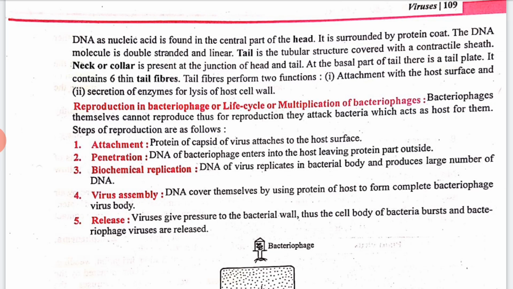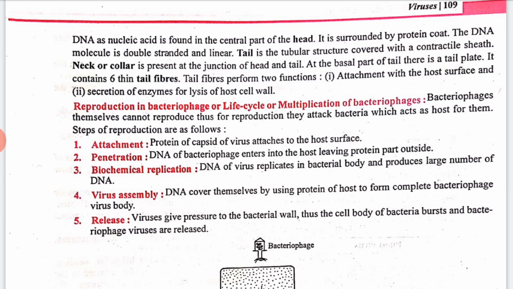Now, reproduction in bacteriophage, or we can say the life cycle of multiplication of bacteriophage. Bacteriophages themselves cannot reproduce. Thus, for reproduction, they attack bacteria, which act as host for them. The steps of the reproduction: first is attachment. They get attached with the protein of the capsid of the virus on the host surface. Then penetration. In this, the DNA of the bacteriophage enters into the host, leaving the protein part outside.